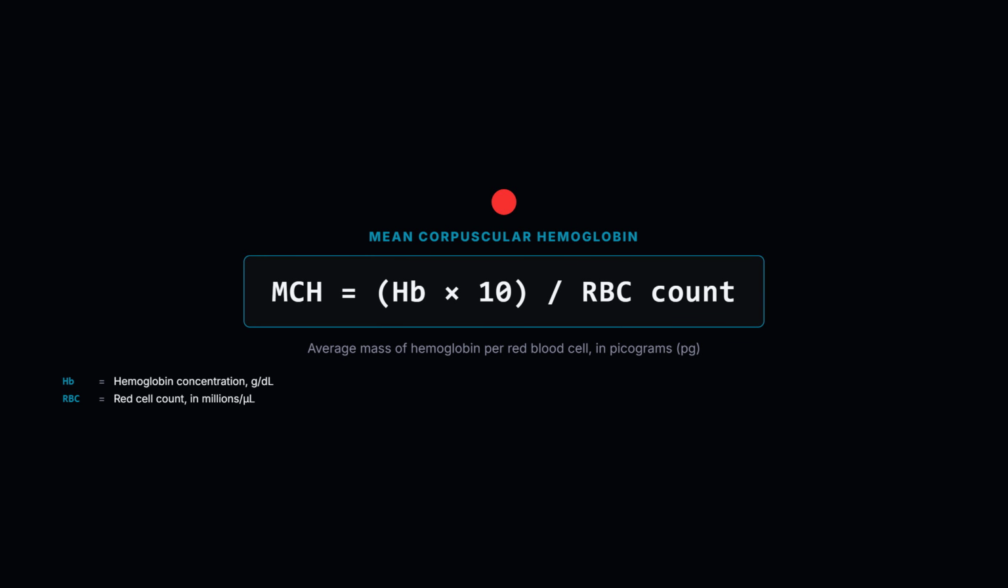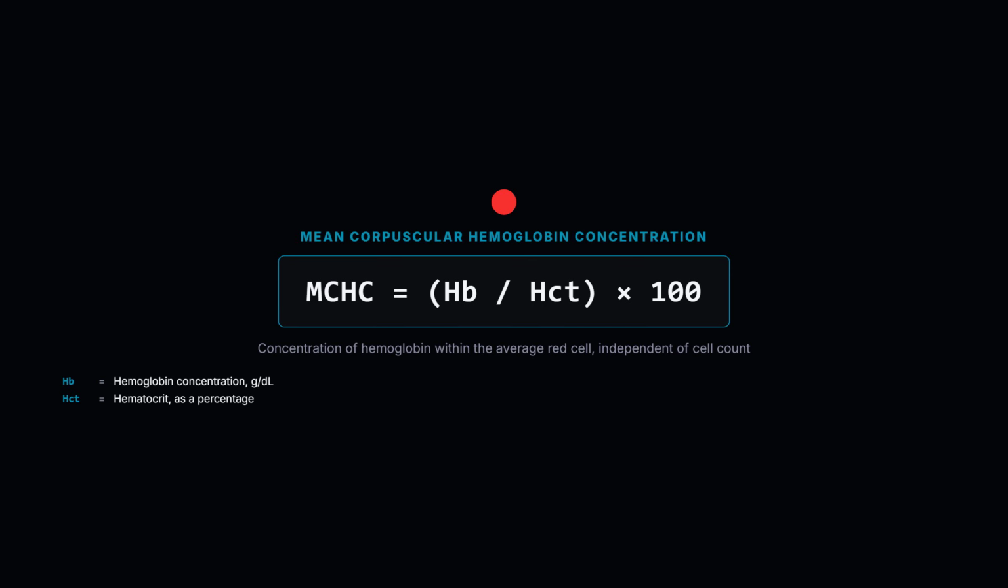Mean corpuscular hemoglobin is the average mass of hemoglobin packed inside one red cell: hemoglobin concentration times 10, divided by red cell count, giving a result in picograms. Mean corpuscular hemoglobin concentration measures how densely packed that hemoglobin is relative to the cell's own volume: hemoglobin divided by hematocrit times 100, giving a percentage or equivalent g/dL value.